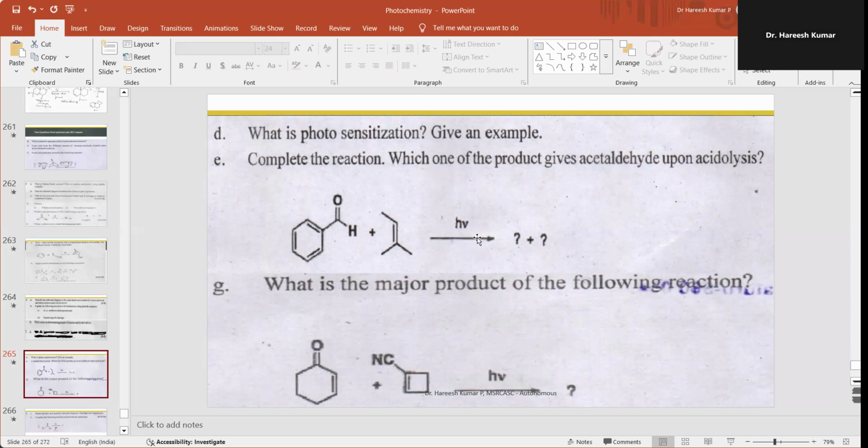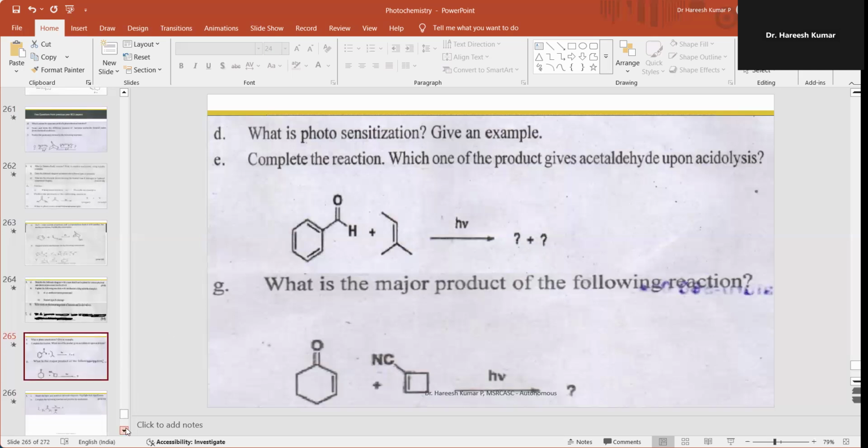Right. Then this is again the Paterno-Büchi reaction. You have to write the major product and minor product. Then what is the major product of the following? This is again a cycloaddition, a 2 + 2 cycloaddition. More particularly, you can observe that one more four-membered ring is formed between these two rings. A tricyclic compound is obtained.